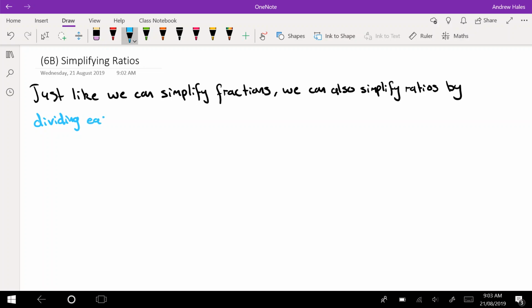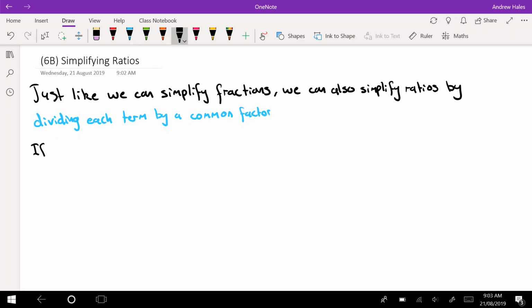Dividing each term by a common factor. Okay, so just like we can simplify fractions, we can also simplify ratios by dividing each term by a common factor. Okay, so we're going to talk about some examples of that later on, but we can also do this in terms of fractions or decimals.